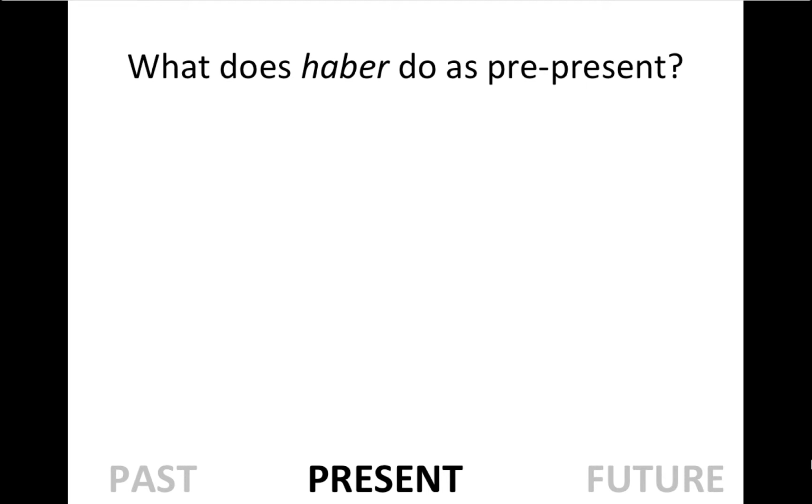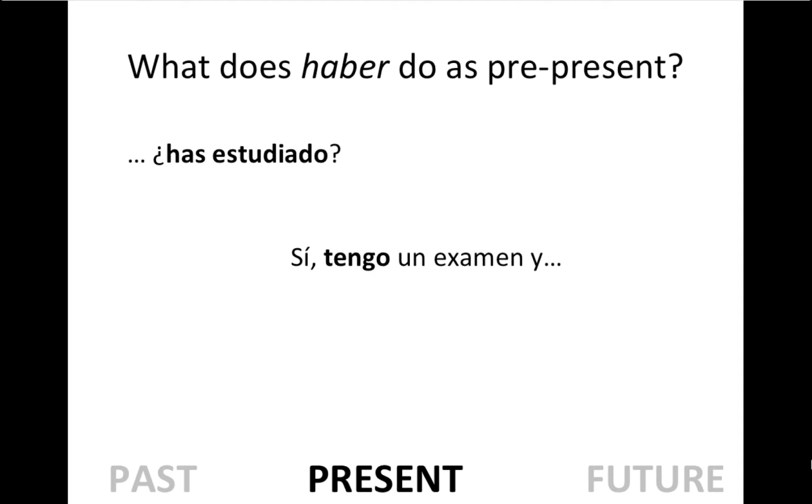Let's look at the present for a minute. If we're talking about something happening in the present, still there are things that might impinge on the present, which happened slightly before. So it constructs kind of a sequential action in the present. Let's take a look. Someone comes up to you and says, ¿Has estudiado? Have you studied? And you say, sí, tengo un examen. I have an exam.